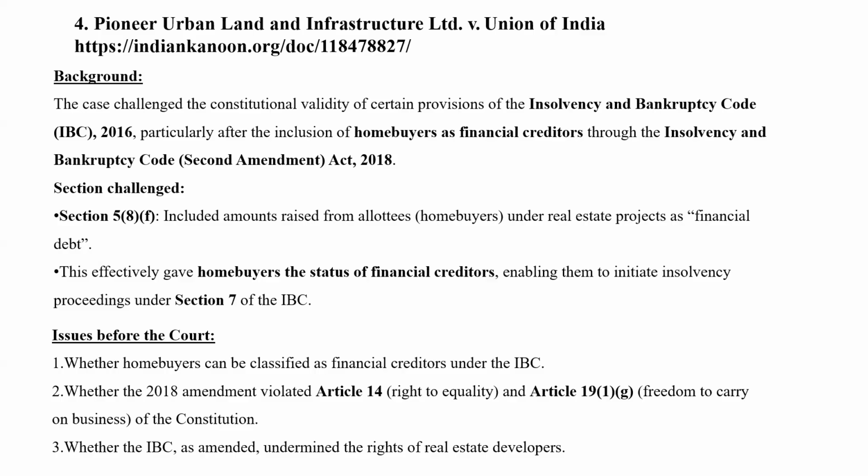So in this case, they challenge the constitutional validity of certain provisions of IBC, particularly after the inclusion of home buyers as financial creditors. So section 58F, because it included amount raised from allottees under the real estate projects as financial debt, effectively gave home buyers the status of financial creditors, enabling them to initiate insolvency proceedings under section 7 of the IBC. Now, the issue before the Supreme Court was whether home buyers can be classified as financial creditors, whether the 2018 amendment violated Article 14 and Article 19(1)(g).